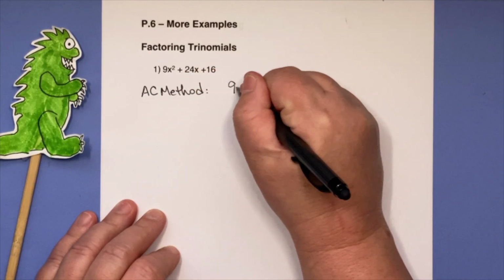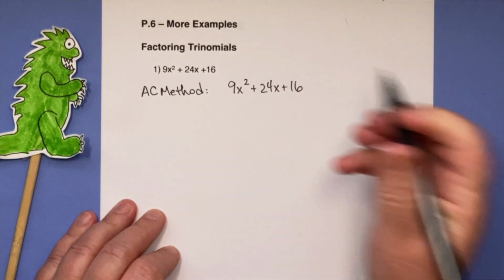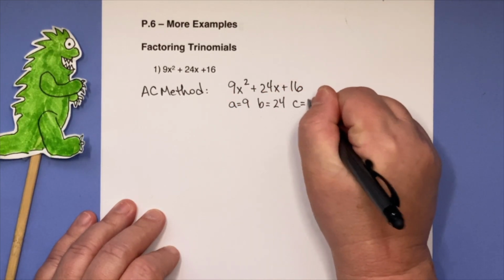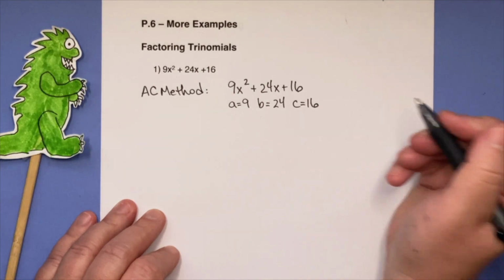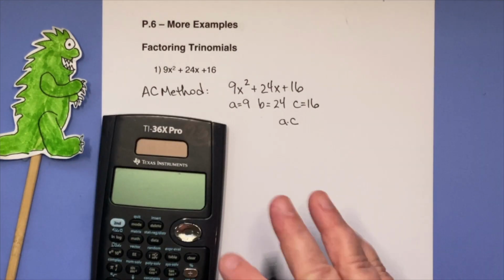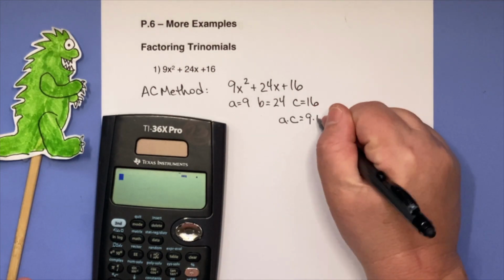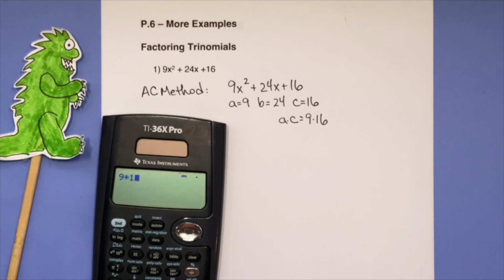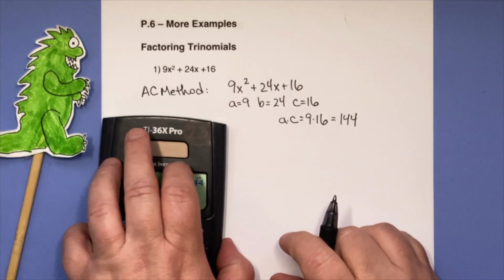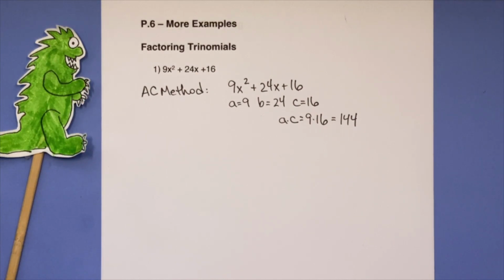And I'll remind you, the AC method, 9x squared plus 24x plus 16. A is 9, B is 24, and C is 16. So A times C, and even I'm going to have to look that one up. Let's see, A times C is going to be 9 times 16. I could probably do it in my head. Oh, what an exciting number, 144. And the good news is that everything is pluses, so we don't have to worry about negative numbers.